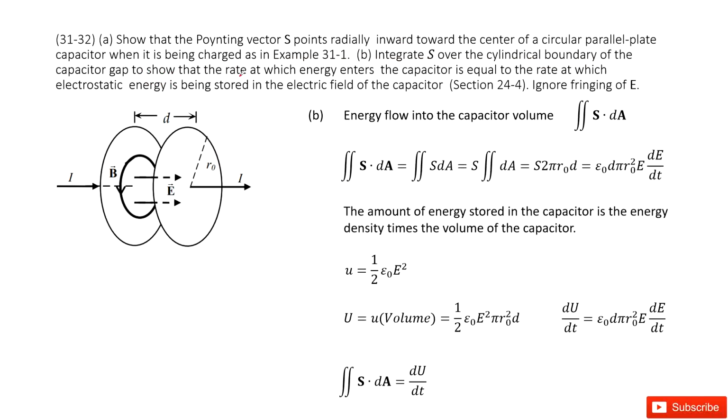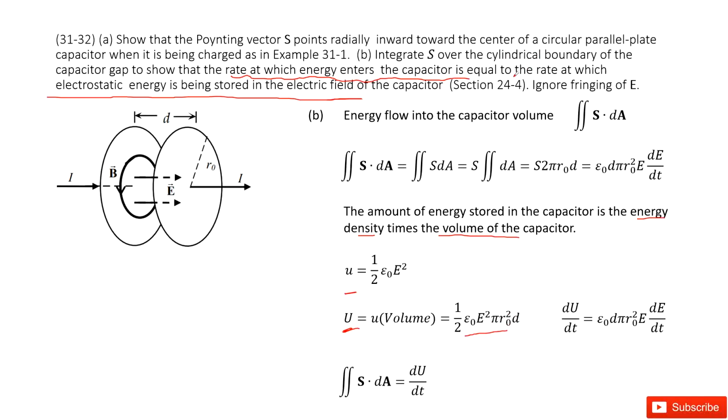Second part: to show that the rate at which energy enters the capacitor is equal to the rate at which the electrostatic energy is stored. So now the static electric energy. First, we write down the energy density. The energy stored is the energy density times the volume of the capacitor. The volume is πR squared times d. So now U is this.